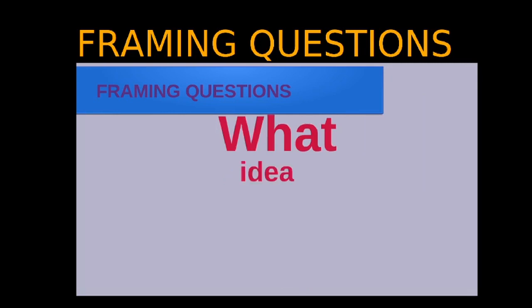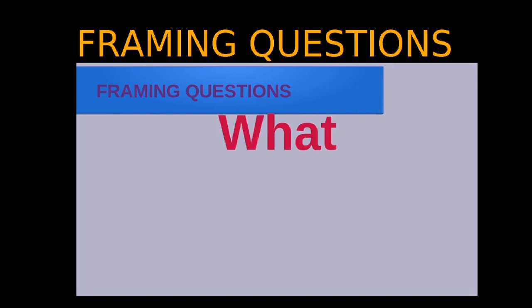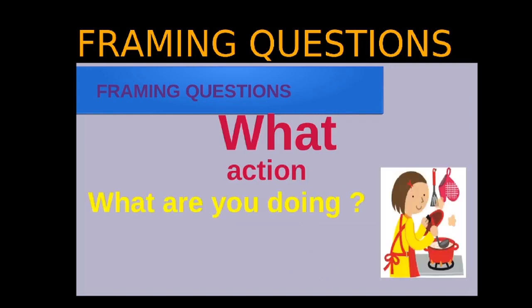Next one, what is used to know about an idea. What is your plan? So here, your plan is an idea. Next one is to tell about an action. What is used when you want to know about an action. What are you doing? So you will get an answer: I am cooking. So doing is an action.